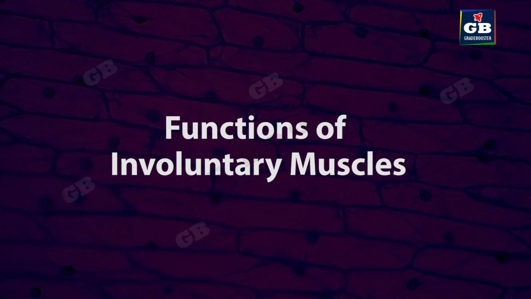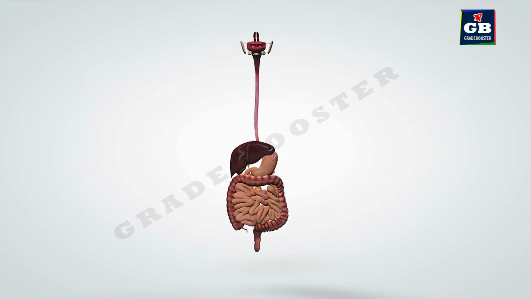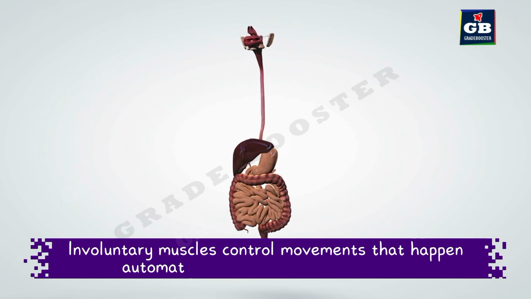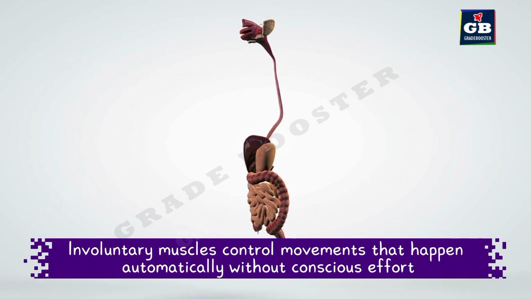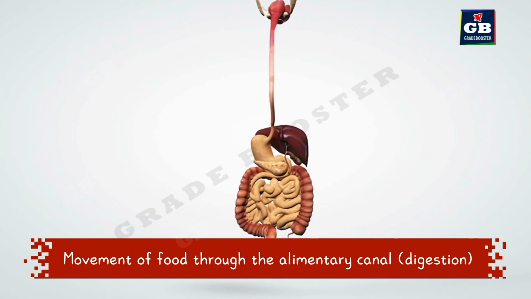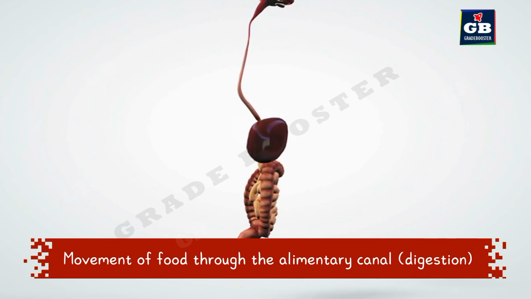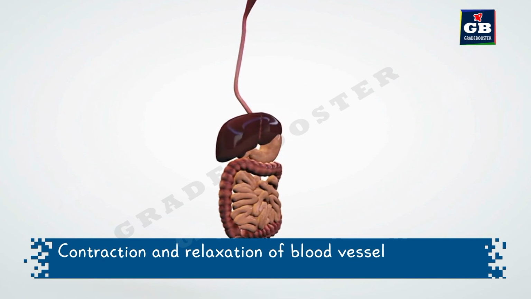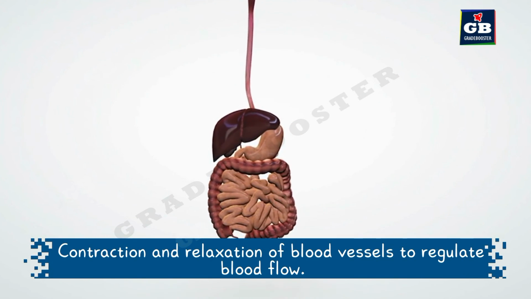Let's see the functions of involuntary muscles. Involuntary muscles control movements that happen automatically without conscious effort, such as movement of food through the alimentary canal, that is digestion, contraction and relaxation of blood vessels to regulate blood flow.